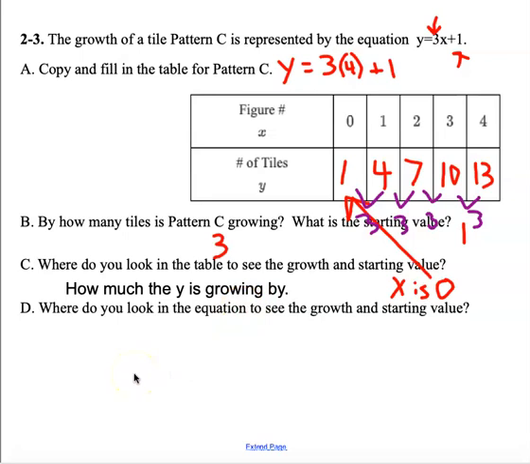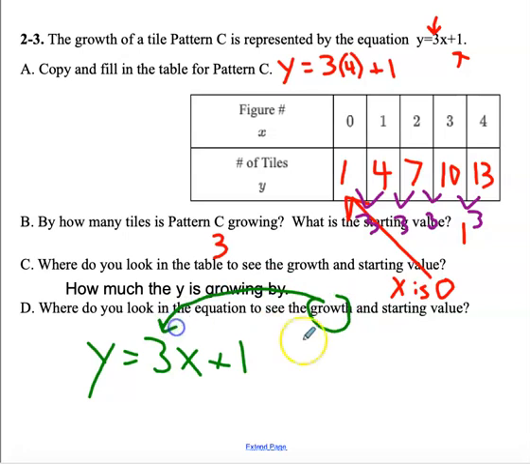So where do you look in the equation to see the growth and the starting value? Go ahead, write that out. I'm going to show you again. Where do you look in the equation to see the growth? The growth, and I'll write this out again, 3x plus 1. Where do you see the growth? Right here. It's the one with the x. And where do you see the starting value? It's at the end. Now keep in mind, these could both be negatives, and it could be like 3x minus 1 if this started out at negative 1. So any questions on 2-3?